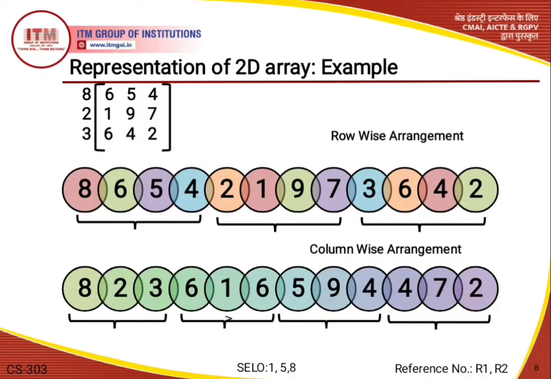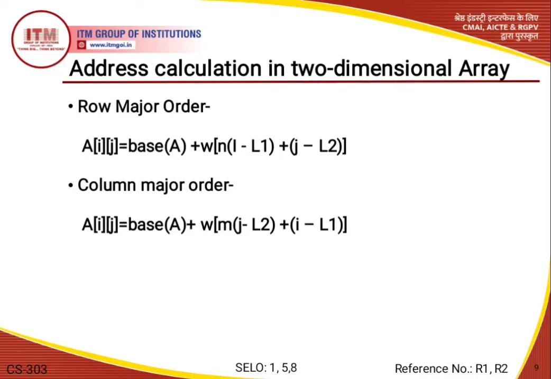So in this way the two-dimensional array is represented in the form of row and column in memory. Now moving ahead, address calculation in two-dimensional array.